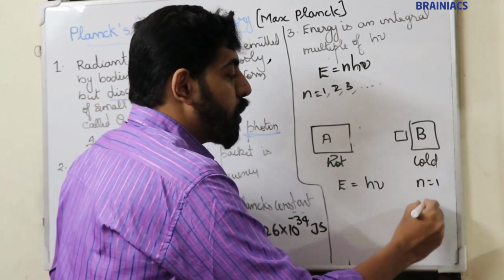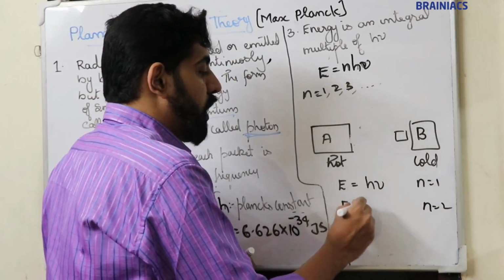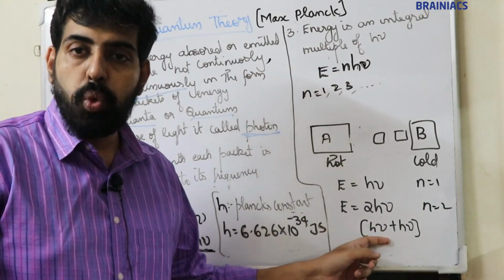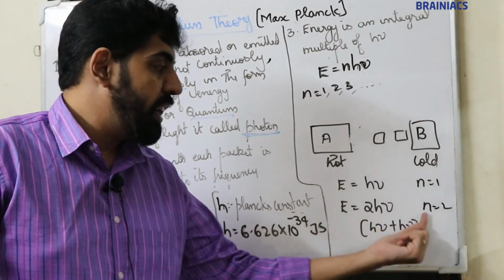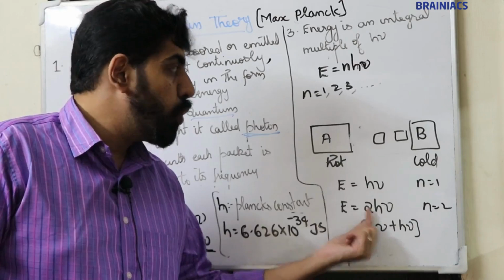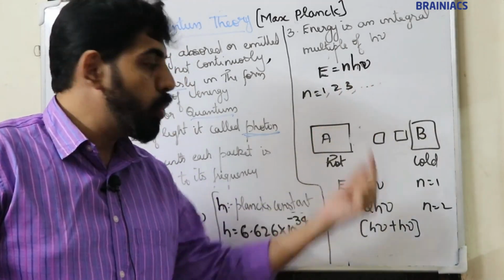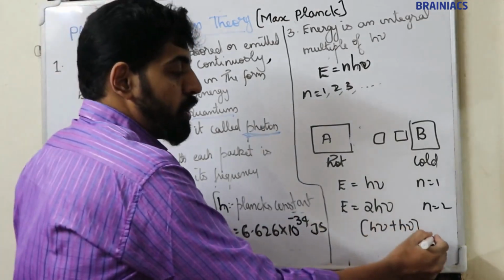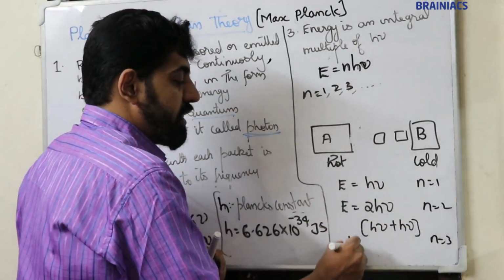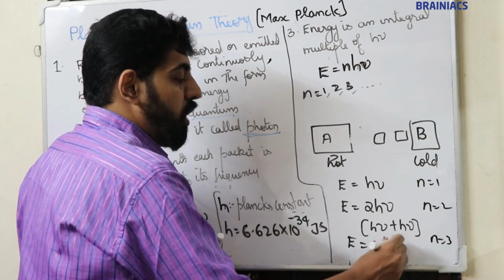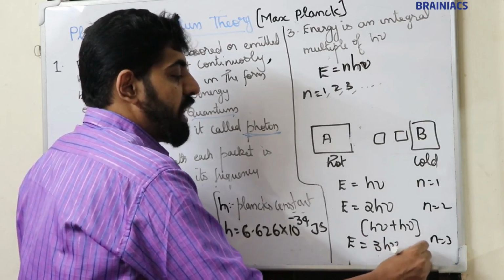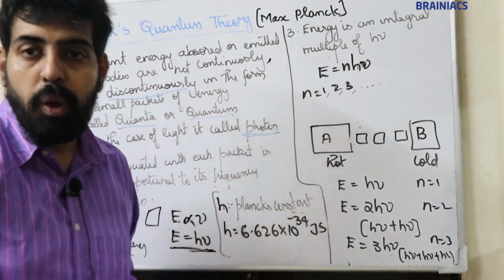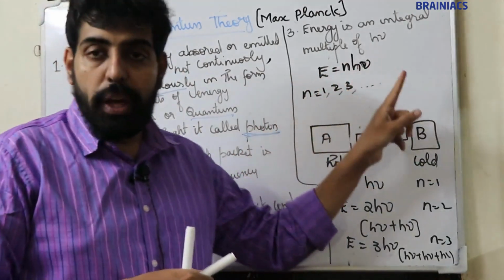Now if n is equal to 2, then E is equal to 2 h nu. That means A is giving 2 packets, h nu plus h nu. Now if n is equal to 3, then E is equal to 3 h nu. That means h nu plus h nu plus h nu, supplying 3 packets. So that is E is equal to n h nu.